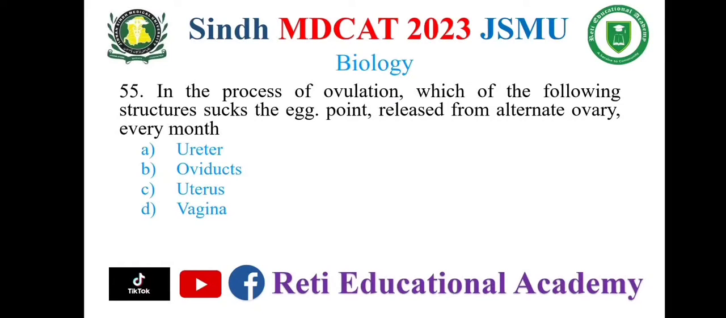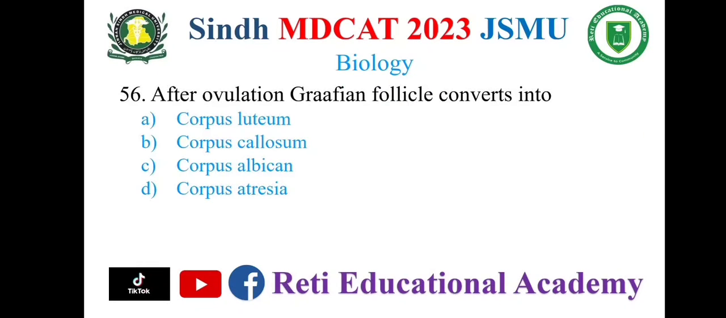In the process of ovulation, which of the following structures sucks the egg released from alternate ovary every month? A. Ureter, B. Oviducts, C. Uterus, D. Vagina. And the correct option is B. Oviducts. Question number 56.